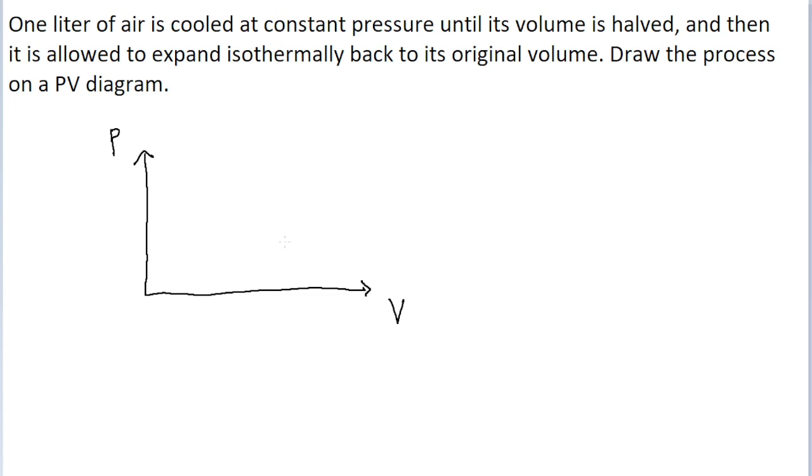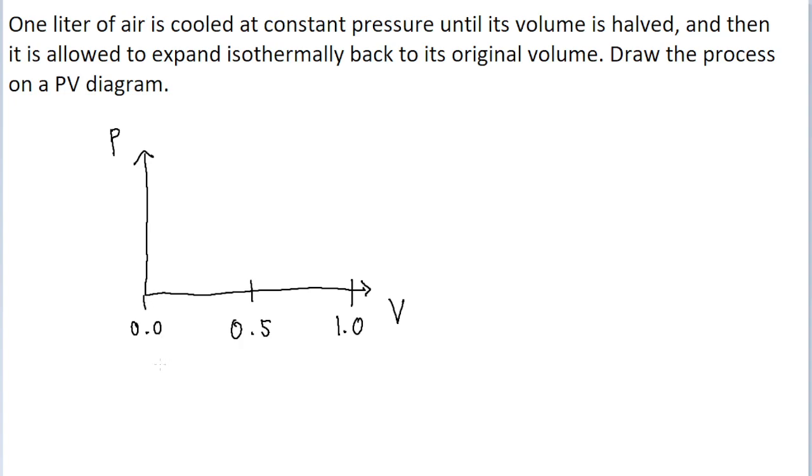Because the problem tells us that we're starting with 1 liter of air, and that the volume of the air is decreasing as the process continues, I'm going to define my axis so that we have a maximum of 1 liter of air, and then I'm going to label the halfway point as well, since that's relevant in the description of the process. And here's our 0 point at the origin.